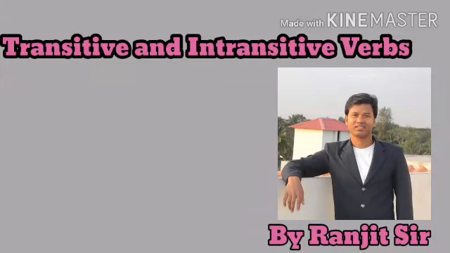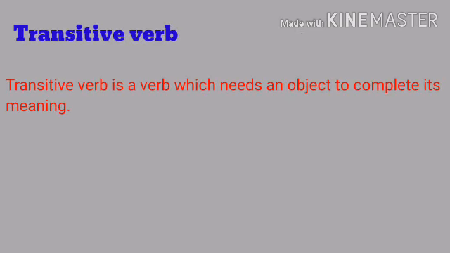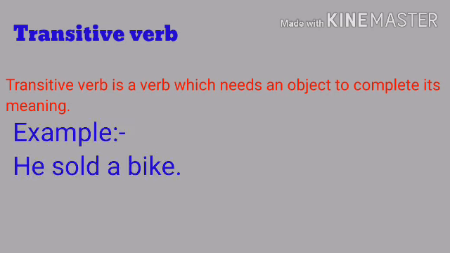Let's continue to discuss the transitive and intransitive verbs. A transitive verb is a verb which needs an object to complete its meaning. For example, he sold a bike. In this sentence, the word sold is a transitive verb because it has the object bike.